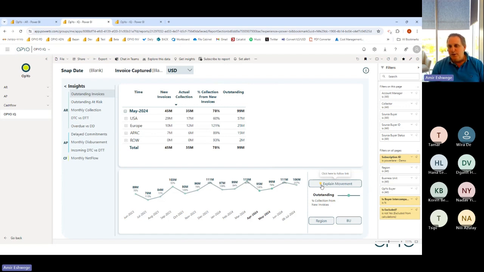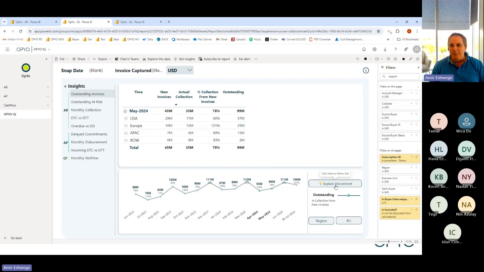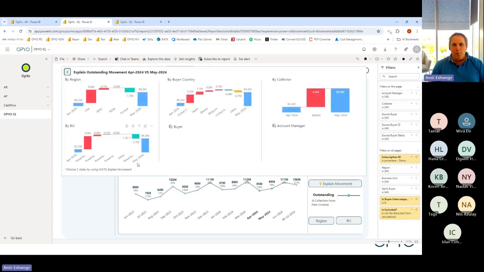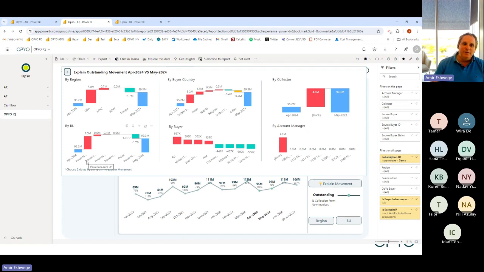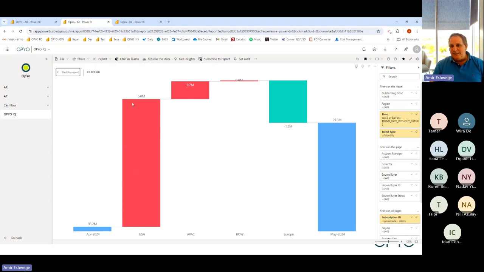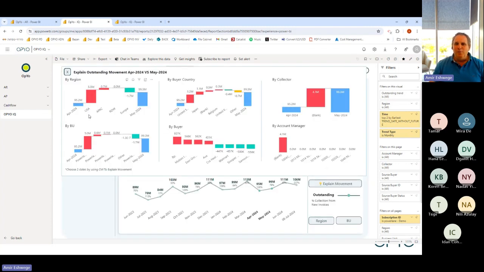So all we need to do is click a button in OPYO and ask OPYO to explain the movement. OPYO will explain the movement from many different dimensions. Let's start from here, for example. We have a change in the outstanding balance. OPYO will explain that the main cause for the change comes from the US and also from APAC, but it's offset, for example, by Europe, creating a higher AR balance. This usually used to take time to create manually. Now we understand how it works on the regional side, but we also want to understand how it works on the buyer side.